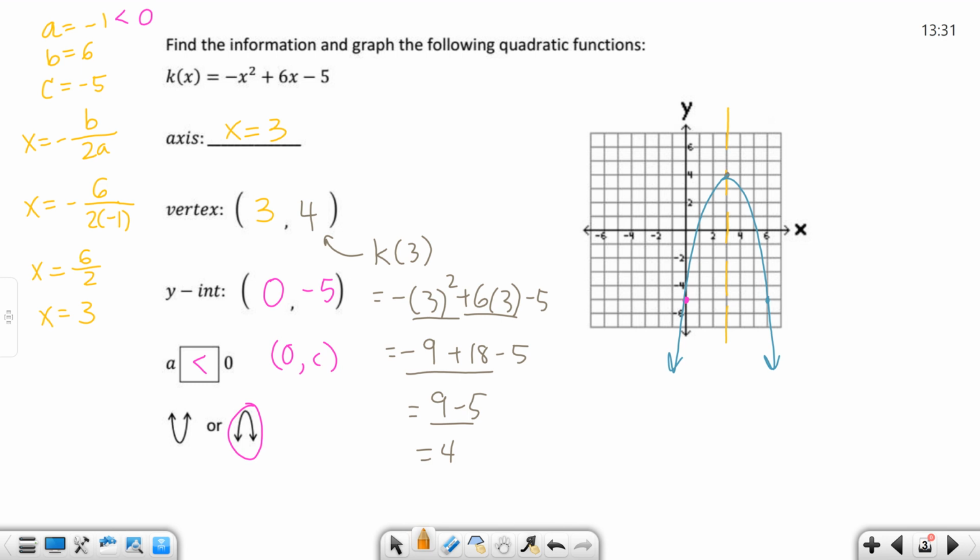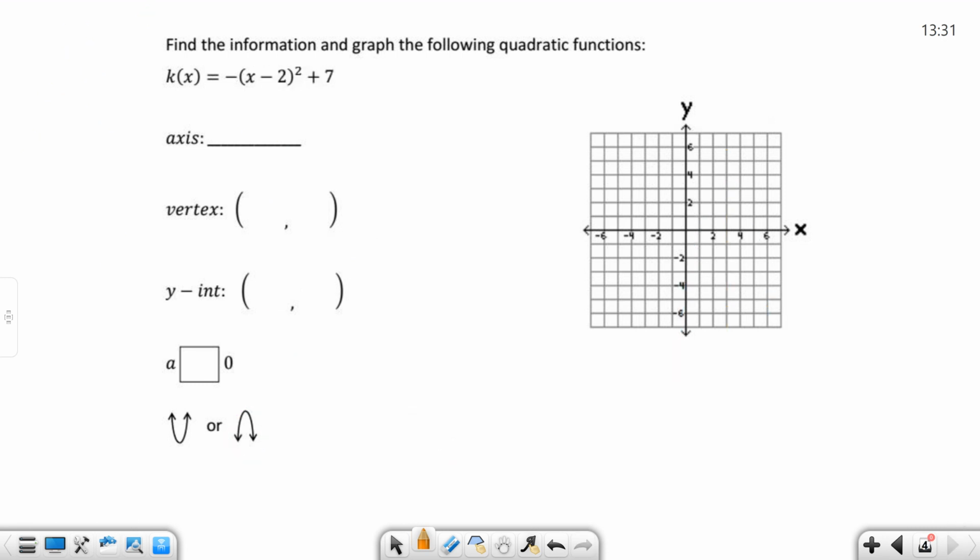There is the graph of that parabola. And I did miss a little bit up here, but I mean, it's a sketch. That's something I would not count off for, all right? Especially getting the rest of that stuff there. All right, find the information and graph the following.